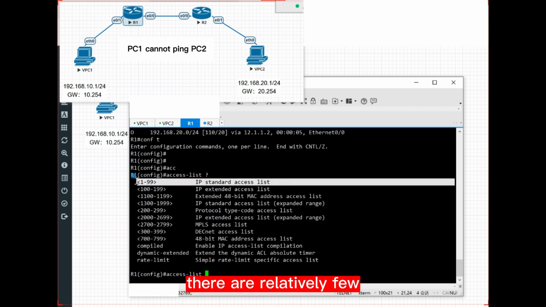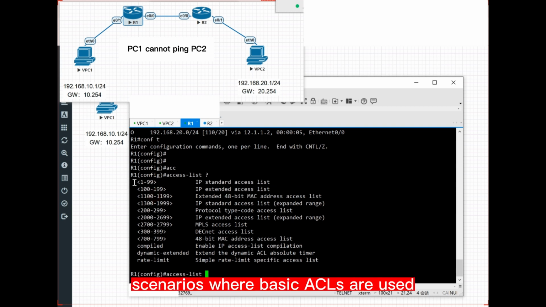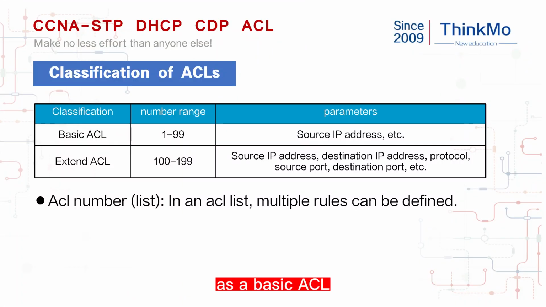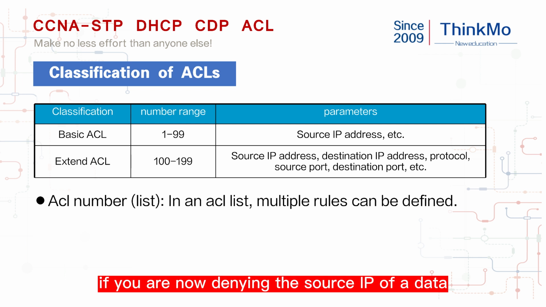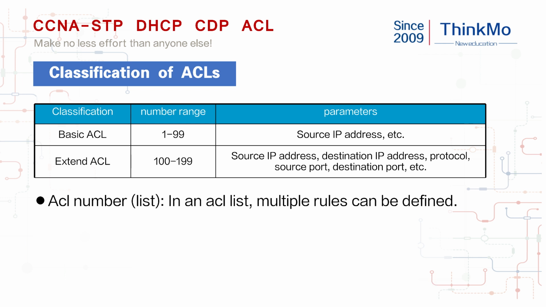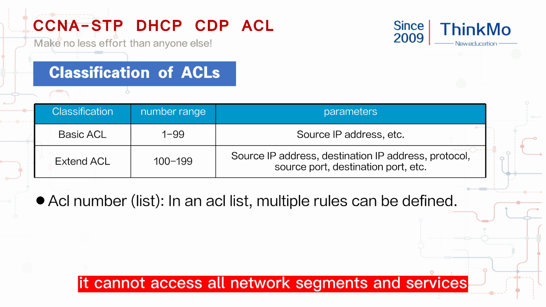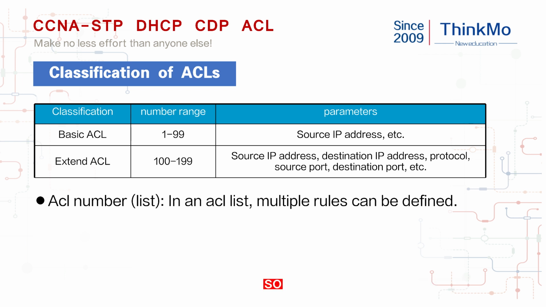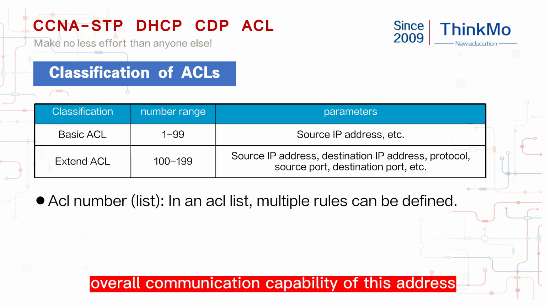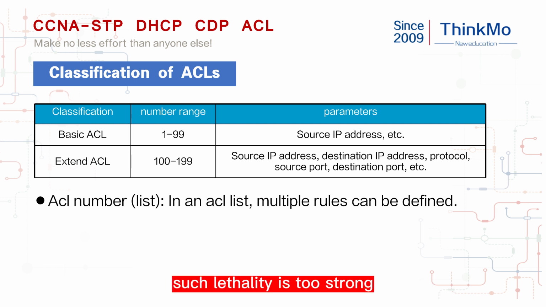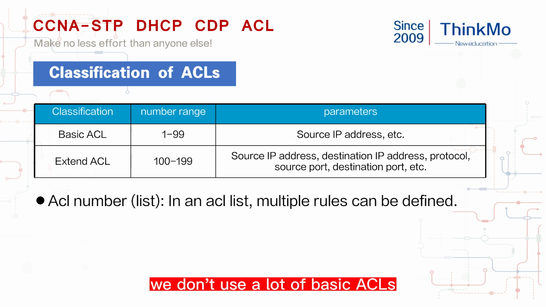Actually, there are relatively few scenarios where basic ACLs are used. A basic ACL matches the source IP. For example, if you are now denying the source IP of a data, then this source IP can't go anywhere. As long as this interface denies it, it cannot access all network segments and services in the rear. So this is equivalent to directly limiting the overall communication capability of this address. Such lethality is too strong. So actually, we don't use a lot of basic ACLs.